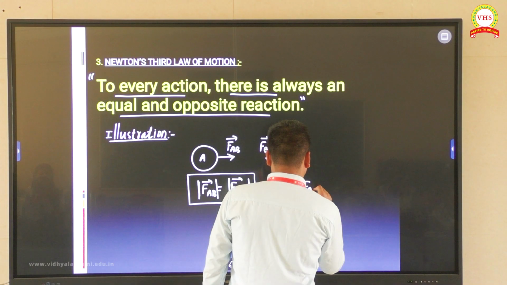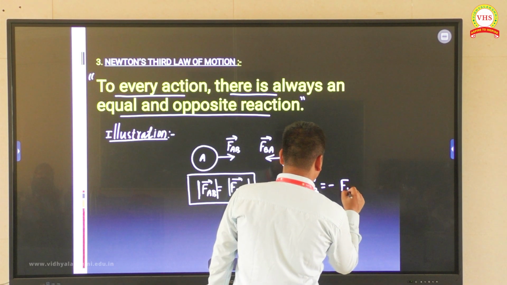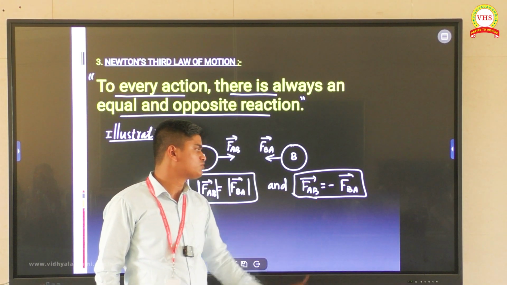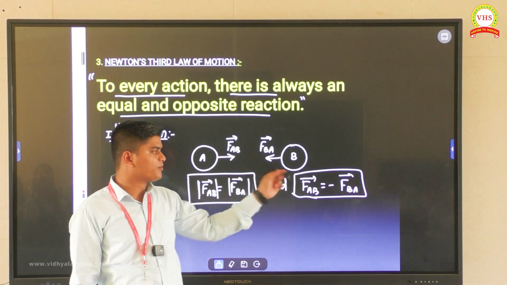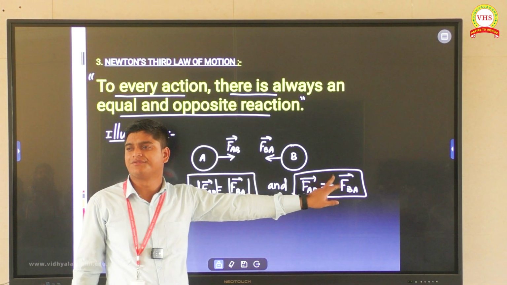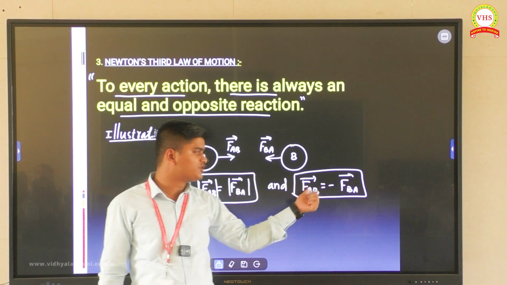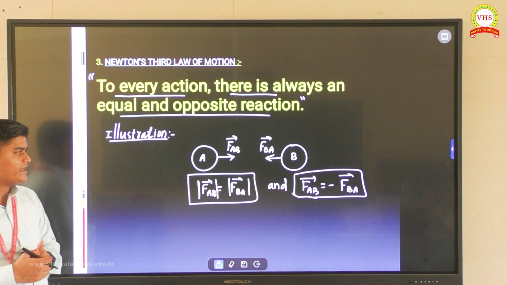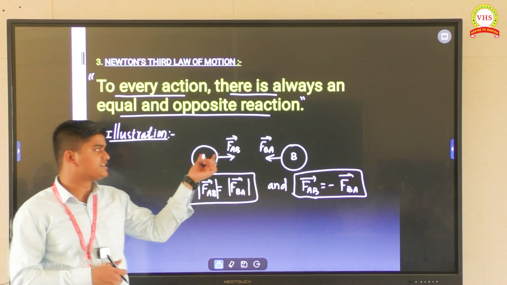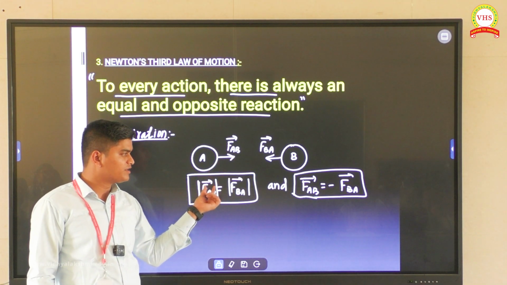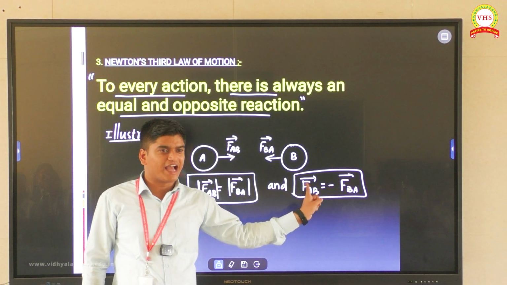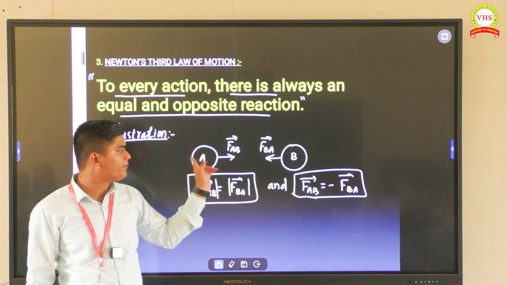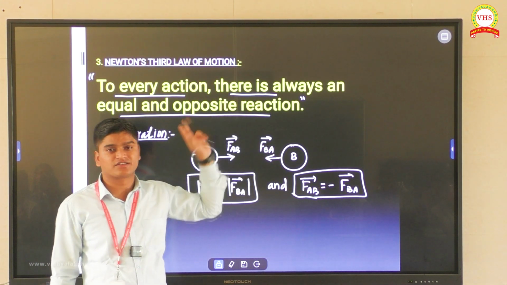So what can I write? FAB is minus of FBA. FAB equal to minus of FBA. This one also remember. So these both are in opposite direction. Now, mathematically how to write? Give one negative sign, then you can understand these two vectors are in opposite direction. So that means this force has equal magnitude, has opposite direction, and acts on two different objects. Acting on what? Two different objects. So this is basically the action reaction pair.